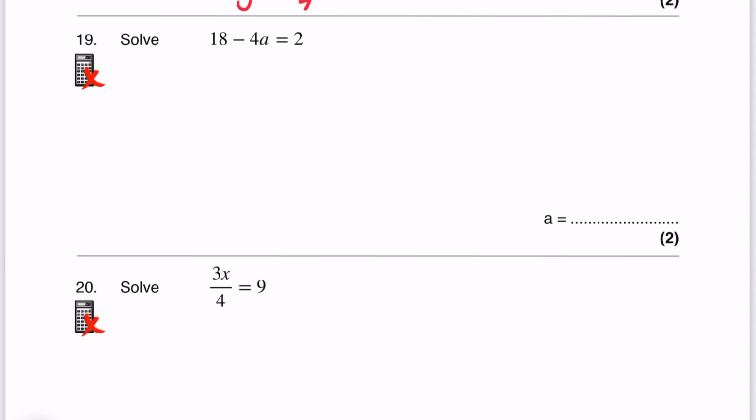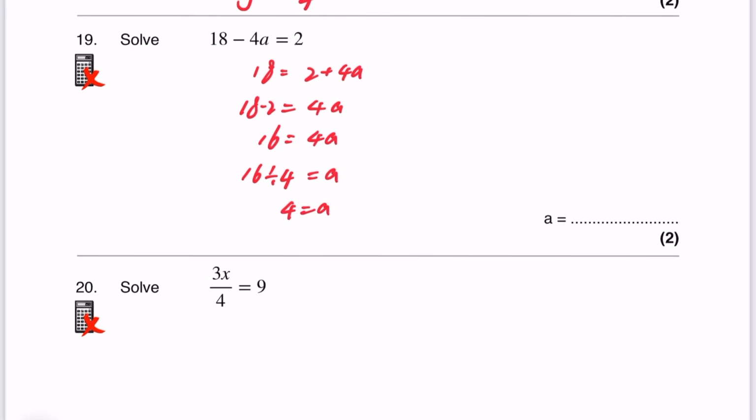Okay. For question 19, I would rearrange the 4a towards the right-hand side first, because I want to get rid of the minus sign, because it seems a bit problematic at this point. 18 equals 2 plus 4a, 18 minus 2 equals 4a, 16 equals 4a, 16 divided by 4 equals a, 4 equals a, and the final answer is a equals 4.